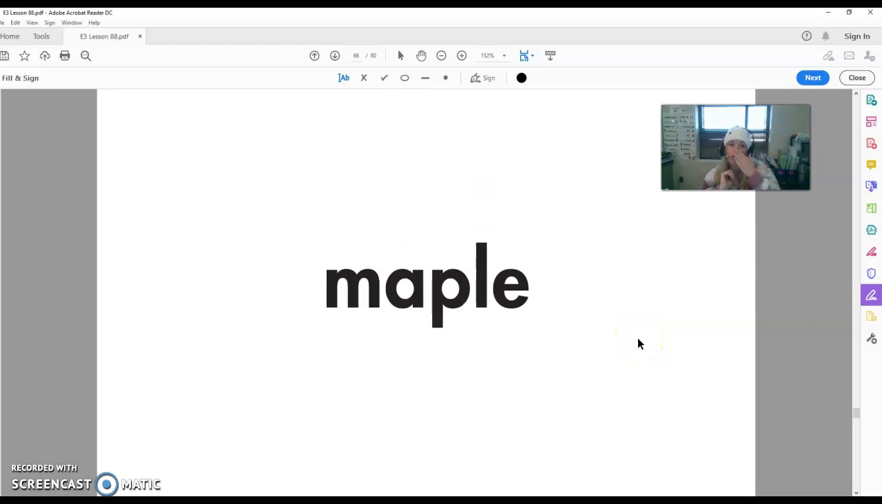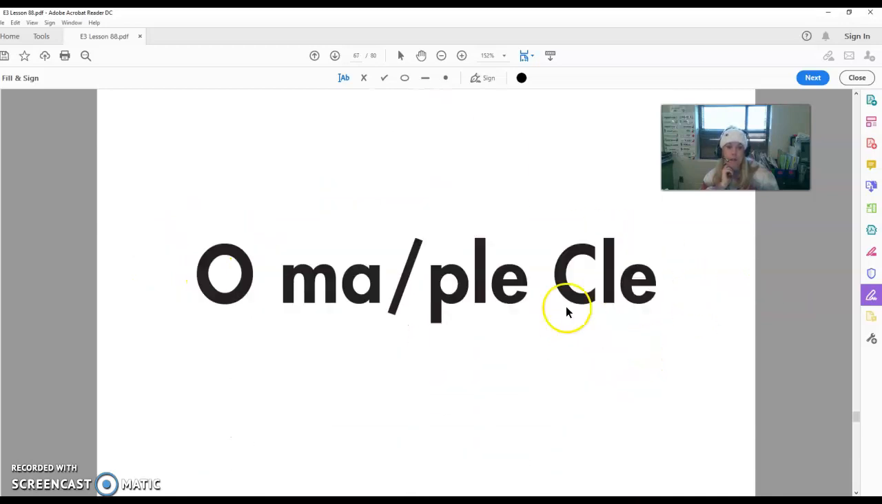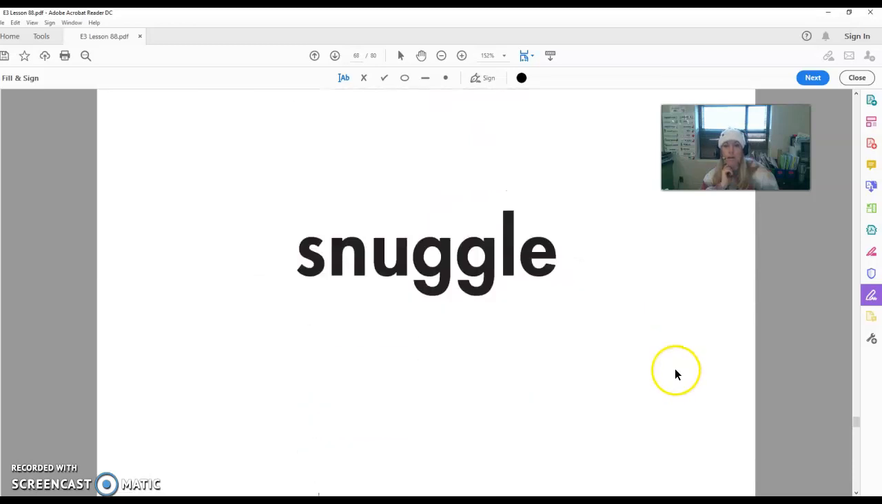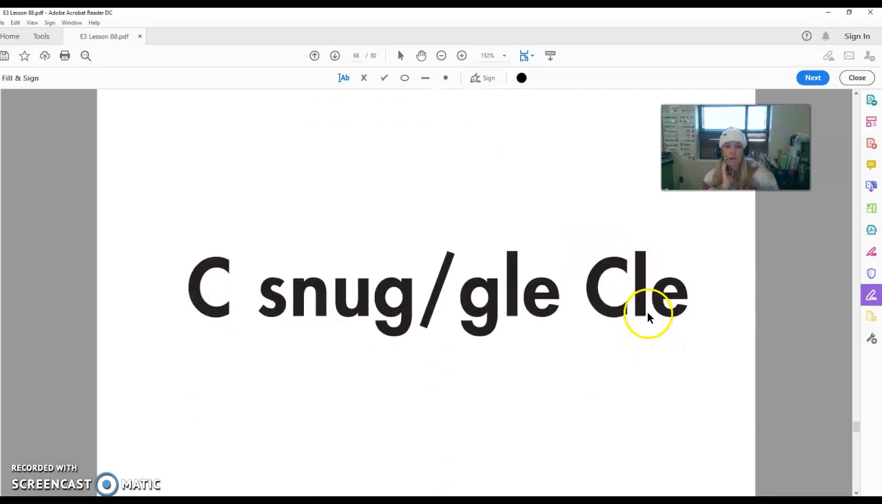Now we've got maple. Go ahead and write that one down and break it and write down what kind of syllables we have there. If I break it between the A and the P, I've got a vowel on this syllable, which makes this an open, and then you've got the CLE at the end, just like that. Okay, one more, snuggle. So I'm going to break it between the two G's here, snuggle, and we've got a G on this side, so that's a closed, and then you've got the CLE over here.